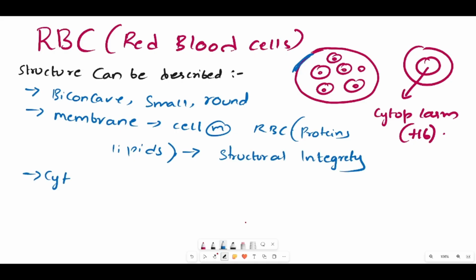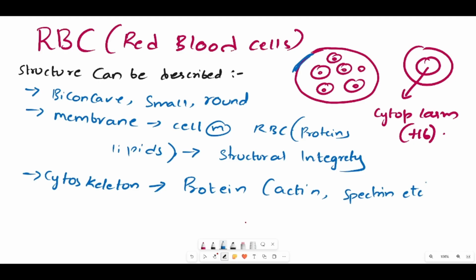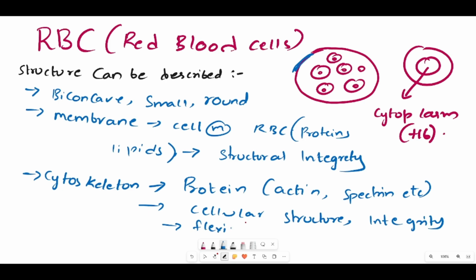Then coming to its cytoskeleton. So this RBC is composed of different types of proteins. For example, it can have actin, it can have spectrin, or some other kinds of proteins will be present in it, and they will be useful for maintaining the cellular structure. They are useful for maintaining the integrity, and they will also be responsible for the flexibility.